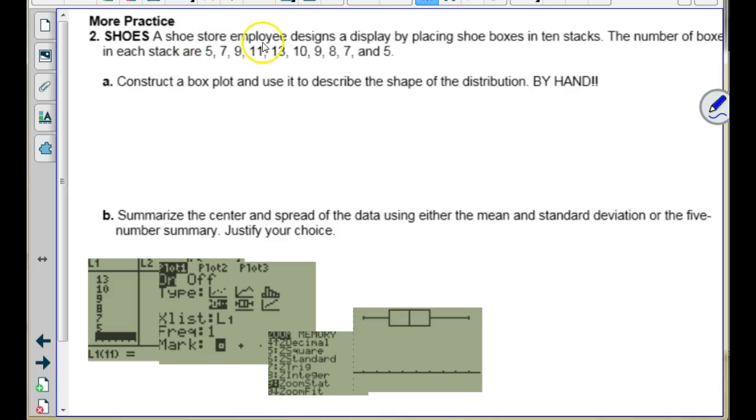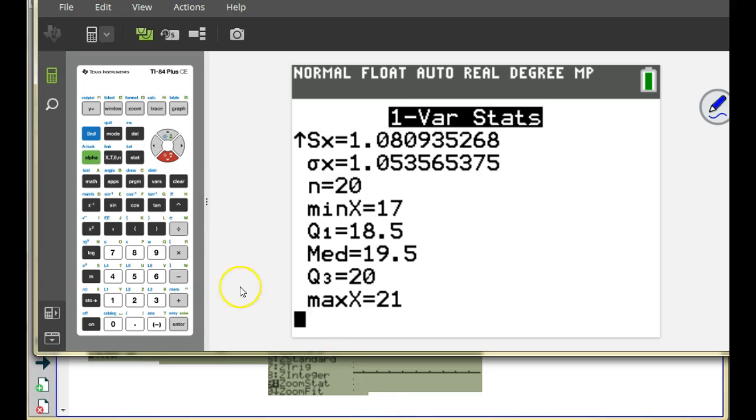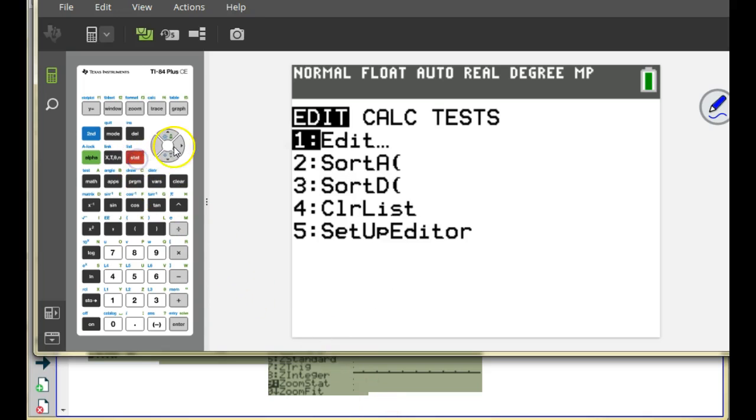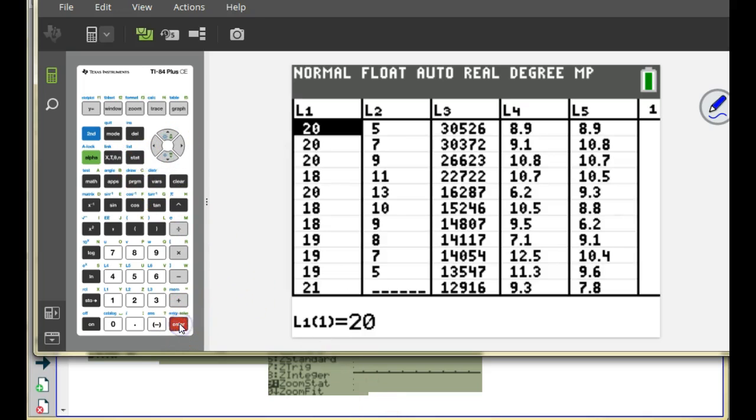Okay. A shoe store employee designs a display by placing shoe boxes in 10 stacks. The number of boxes in each stack are 5, 7, 9, 11, 13, 10, 9, 8, 7, and 5. Construct a box plot and use it to describe the shape of the distribution. Okay, why do we care about shoe boxes displayed? Anyway, I have these numbers in list 2.